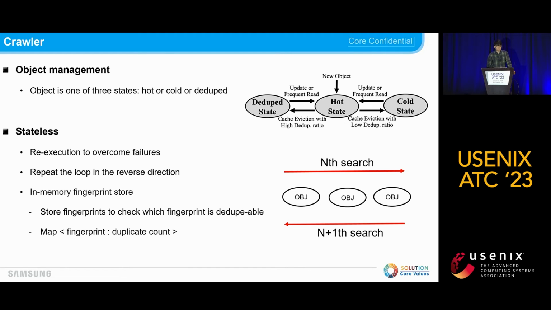The crawler also controls object states and its measurements. Object state should be one of dedup, hot or cold. The crawler is basically stateless to overcome any practical issues via simple execution. The crawler only maintains the fingerprint store to check dedupable chunks. This store is refreshed whenever the search is done and initialized every execution time.